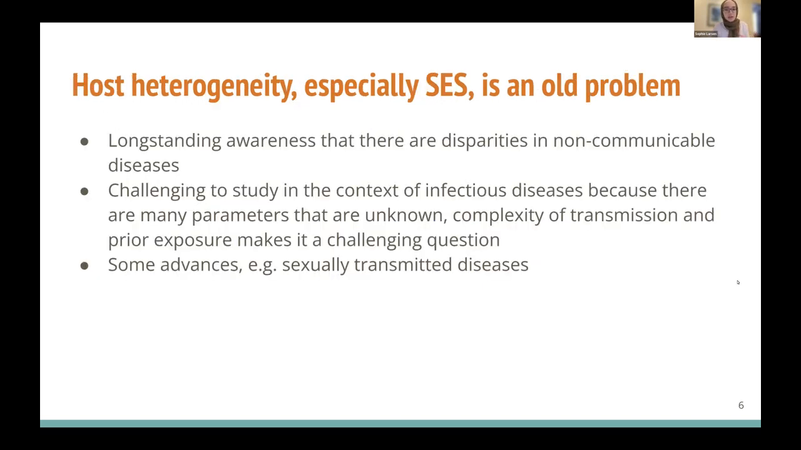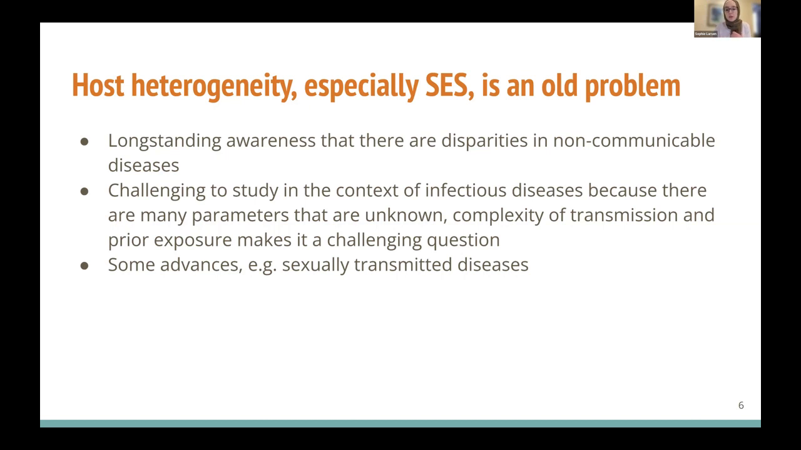Host heterogeneity, especially socioeconomic status, is an old problem, right? There's long-standing awareness that there's disparities in non-communicable diseases, but this gets very challenging to study in the context of infectious disease because there's a lot of parameters that are unknown. Transmission adds a layer of complexity, right? If I have heart disease, that's my individual problem. I can't give you my heart disease, but if I have SARS-CoV-2, well, then of course I can give that to you, and that complicates tracing these pathways.